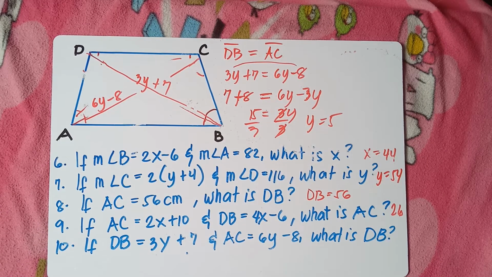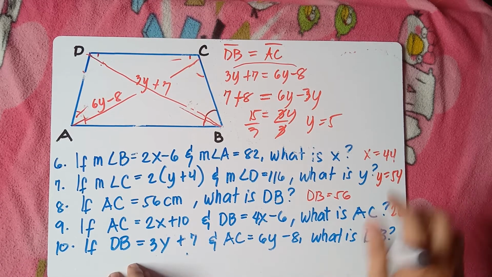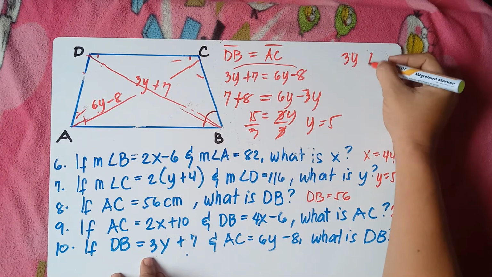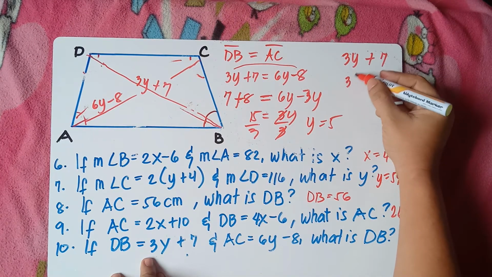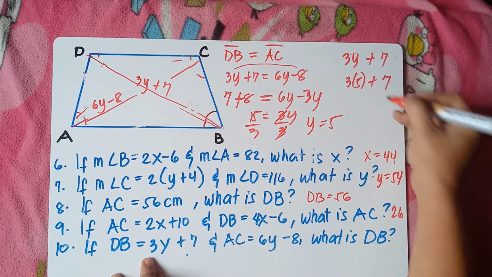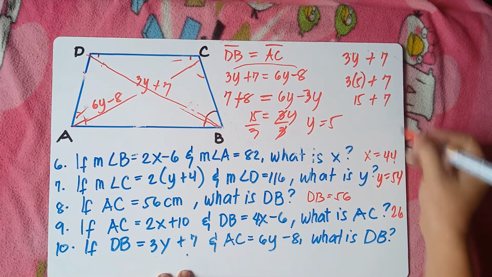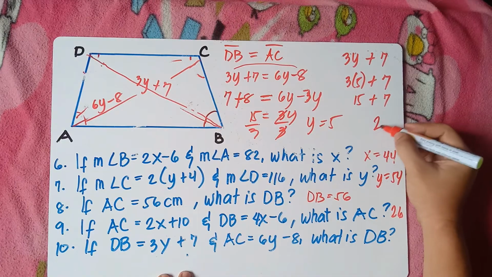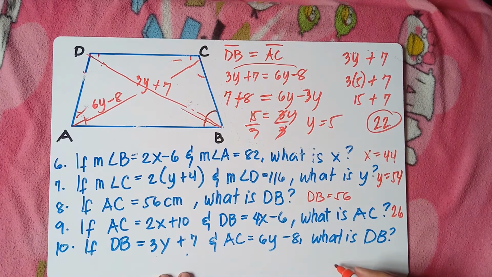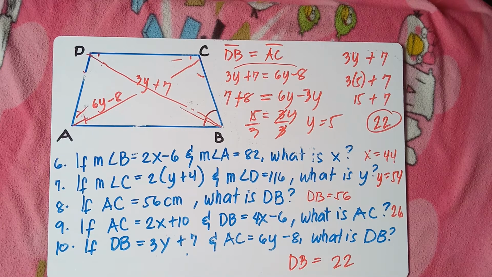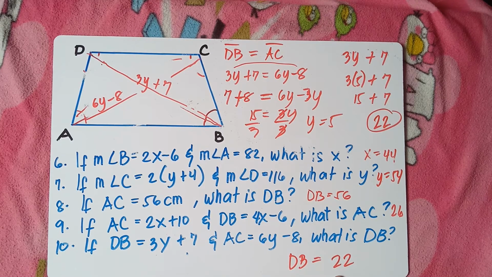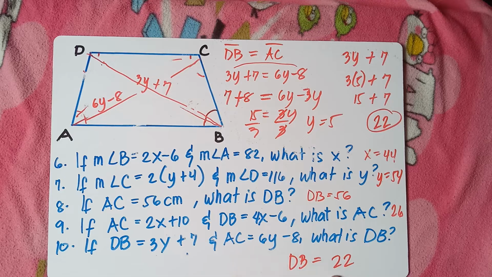So if y is 5, find DB. So DB is 3y plus 7. So 3 times 5 plus 7. So 3 times 5, that's 15, plus 7. 15 plus 7, that is 22. So DB is equal to 22. So if DB is 22, AC should be 22.